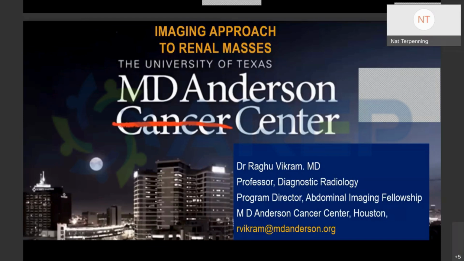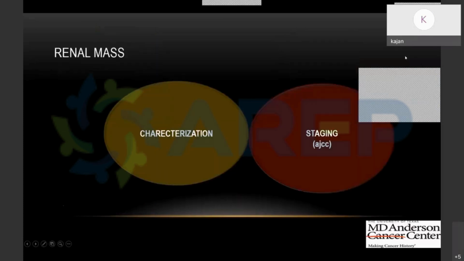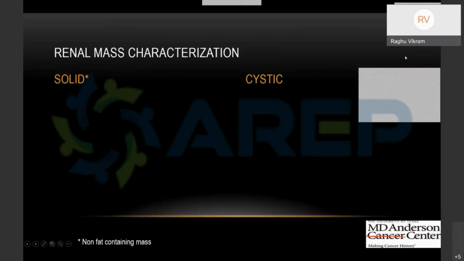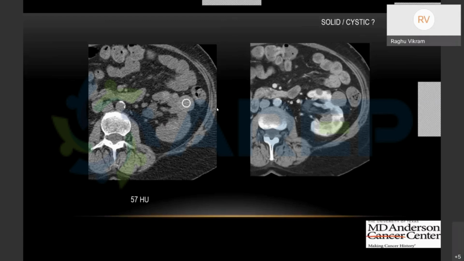Okay, here's a quick question from one of our audience. How to differentiate a hemorrhagic cyst from papillary RCC? Both look hyperintense on pre-contrast image. Yeah, so that's a great question. On CT, it is a little difficult, as you can see in this. This can be a papillary renal cell carcinoma.